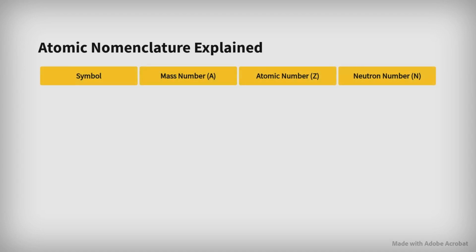Notice how atomic nomenclature helps us identify and compare different elements and isotopes. This table shows the key attributes used in scientific notation. The isotope iodine-131 has a mass number of 131, atomic number 53, and neutron number 78.